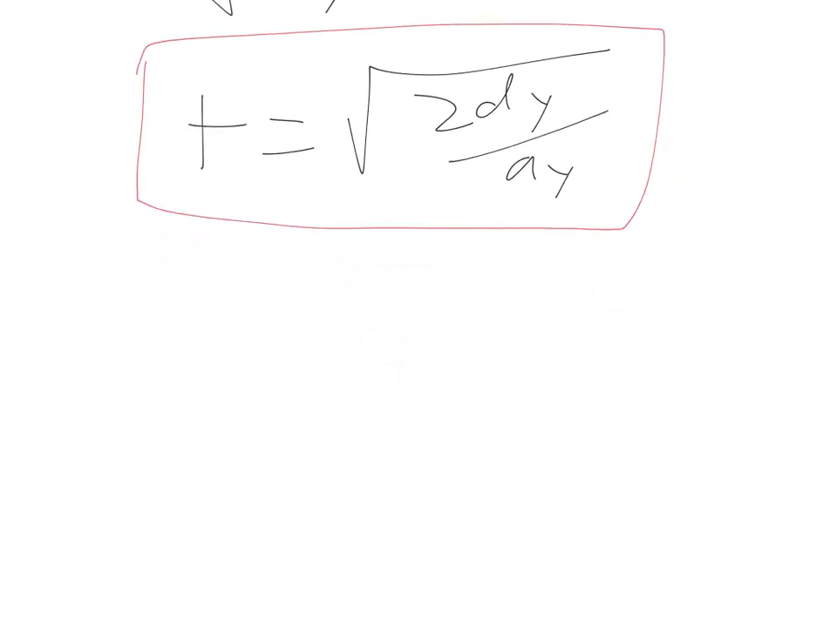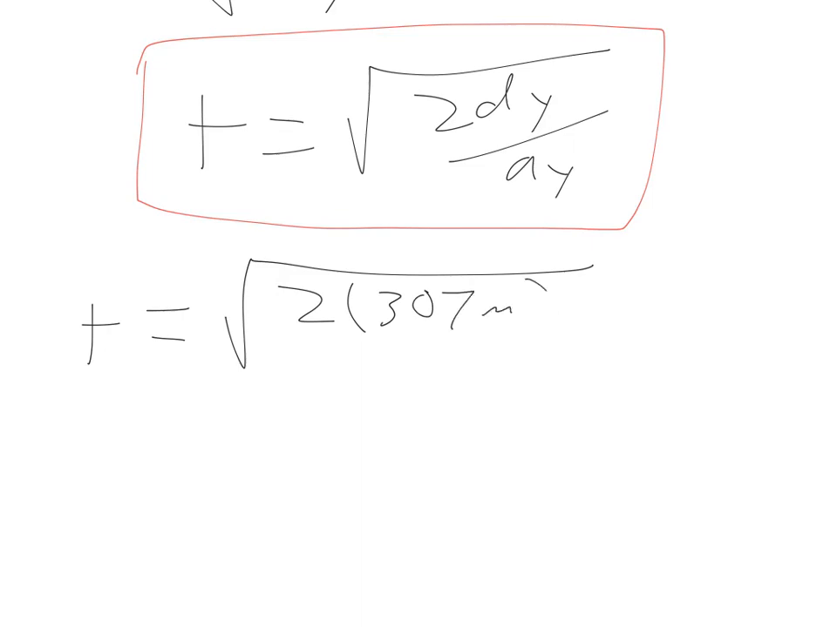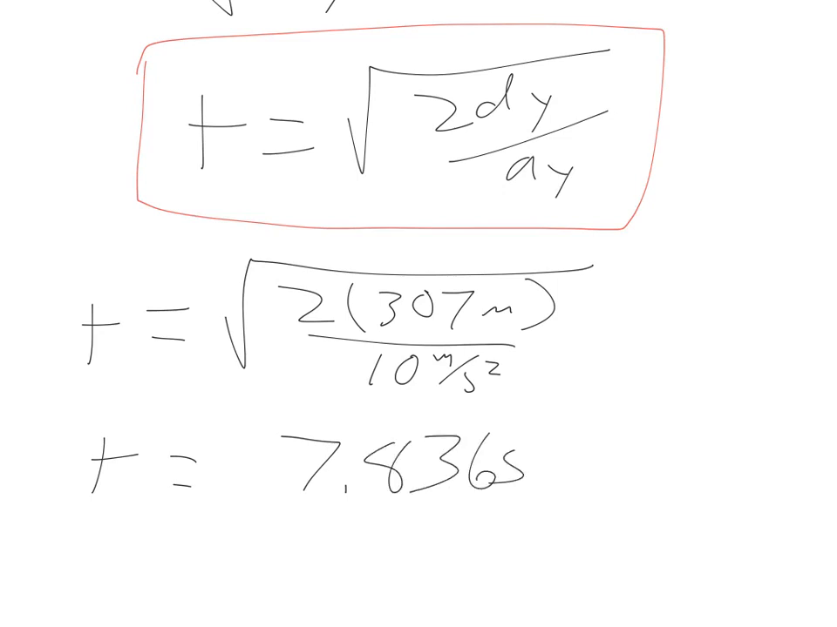So going through and subbing in, take the square root, my cliff was 307 meters tall, divided by the acceleration of gravity, 10 meters per second squared. When you're solving this on your calculator, make sure that you're taking 2 times 307 divided by 10 and then taking the square root, so that you don't wind up with an order of operations error. If you do it right, you'll get 7.836 seconds. And again, I'm carrying 3 digits past the decimal point, so that if I'm using this on WebAssign, I don't wind up getting the problem wrong from any rounding errors.